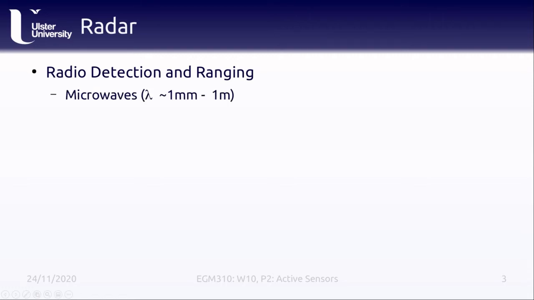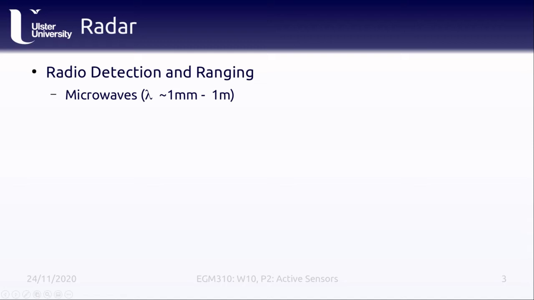You have probably all heard of radar before. It originally stood for radio detection and ranging, though it has since entered the English language as an actual word. Radar involves making observations in the radio or microwave portion of the electromagnetic spectrum. We're going to focus on microwaves here, which is the portion of the electromagnetic spectrum corresponding to wavelengths between about 1 millimeter to 1 meter in length.